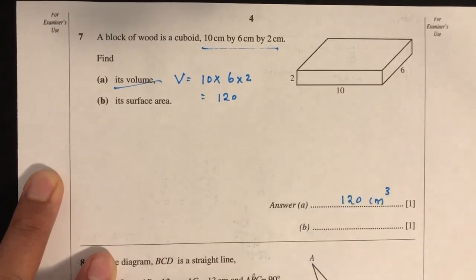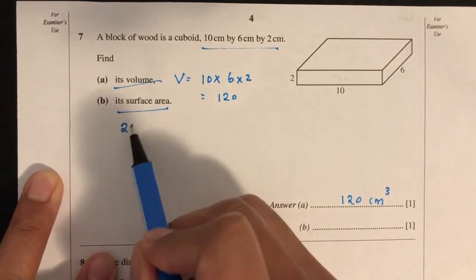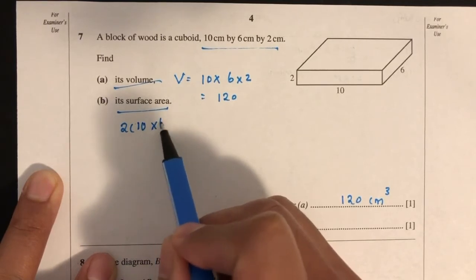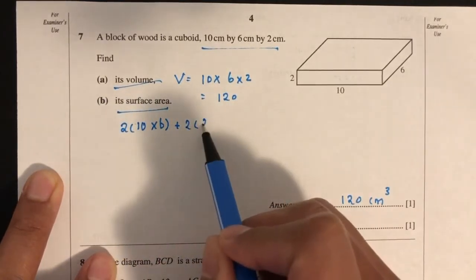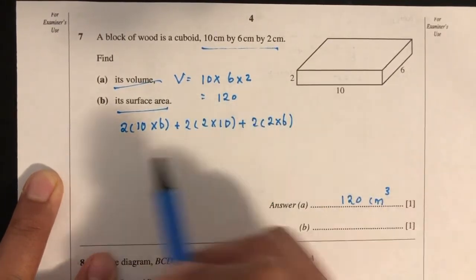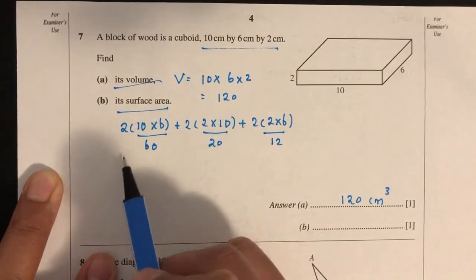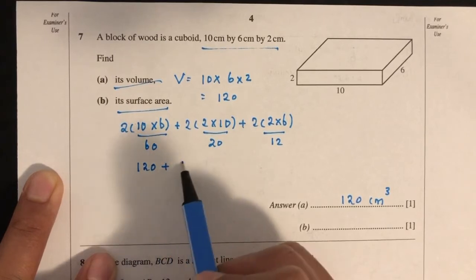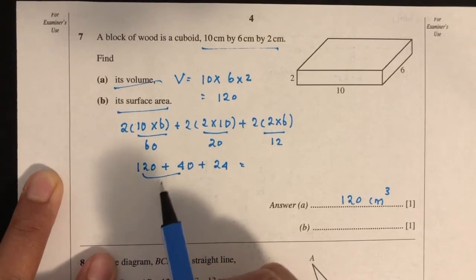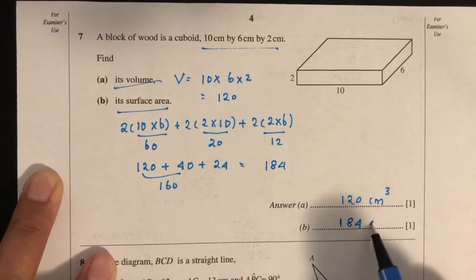centimeter cube. Surface area, we have 6 faces, so we have 2 of each. So 2 times the top will be 10 times 6, plus 2 times 10, and the last one 2 times 6. That will be 60, that will be 20, and that will be 12. And if you evaluate, that will be 120 plus 40 plus 24. So this is 160 plus 24, 184. So your answer is 184 centimeter square.